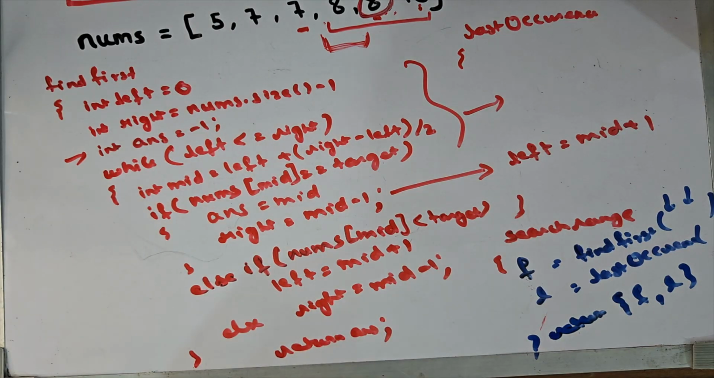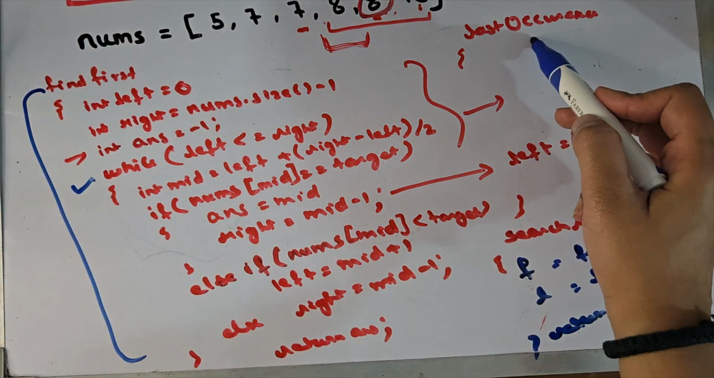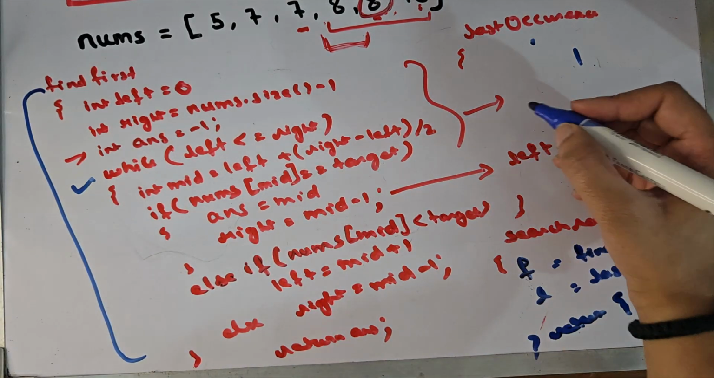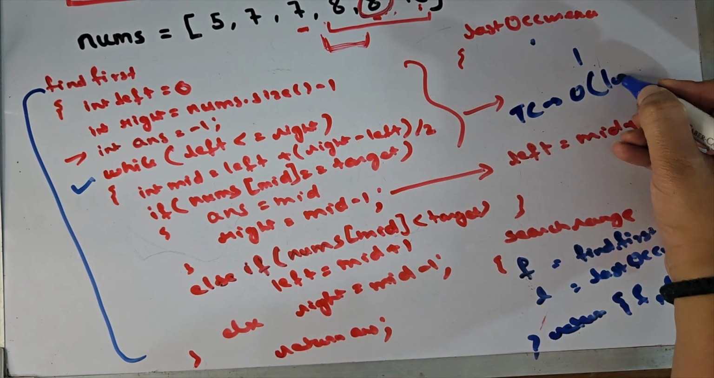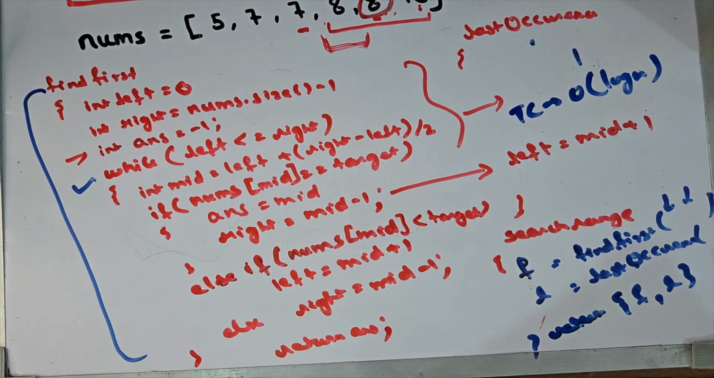Let's code this on LeetCode. Before that, let's look at time complexity. This is one binary search with one loop. This is another binary search with one more loop, and these are just two function calls. So overall time complexity will be big O of log n, because these are just two binary search operations, and space complexity is big O of 1 because we are not using any extra space.